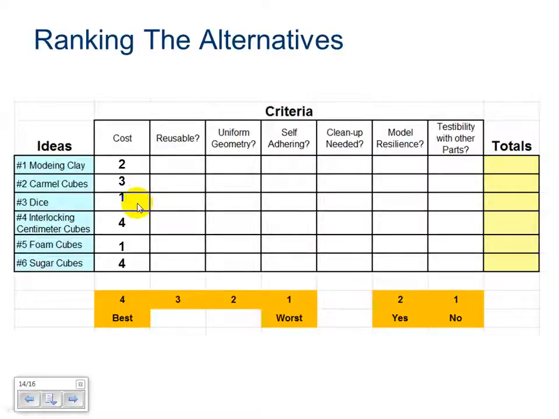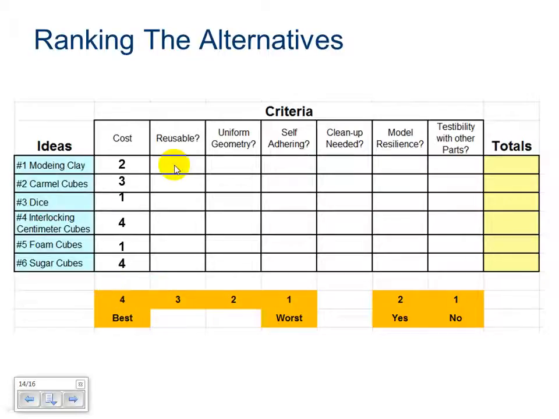Dice are, I'm sorry, I said that backwards. The caramel cubes will be cheaper than the modeling clay and more easily available, so I gave them a 3 because that's best. The dice were super expensive. We talked about this, so I gave it a 1 as going to be worst. It's going to be one of the most expensive options out of this list. Interlocking centimeter cubes, for those, they are relatively inexpensive, and so I gave them a 4. Foam cubes are somewhat expensive, so I gave them a 1. And then sugar cubes are super inexpensive and easy to find, so I gave them a 4.